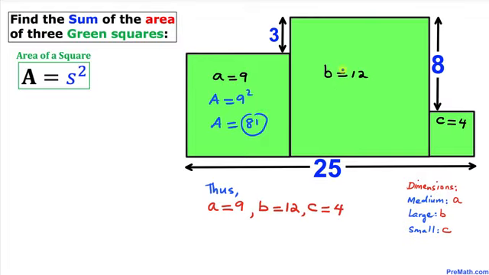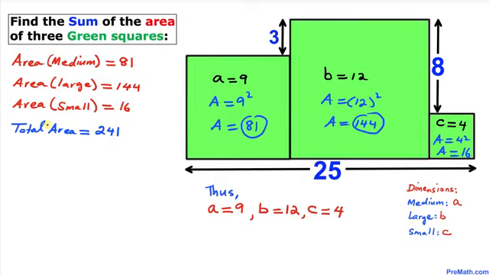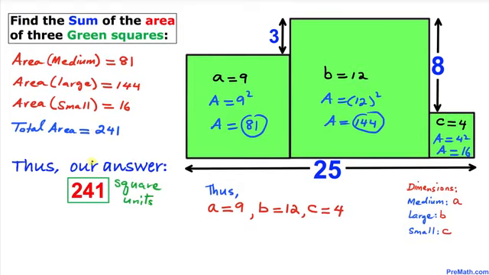And now let's move on to this large square. Once again, we're going to apply this formula. The area is going to be 12 squared, which is 144 square units. And finally, for this small square, the area is going to be 4 squared, which is 16 square units. So the total green area, if we add all these individual numbers, turns out to be 241. Thus our answer is 241 square units.